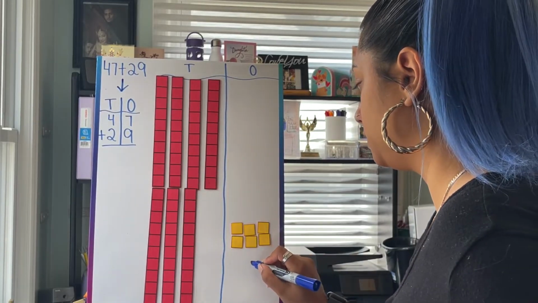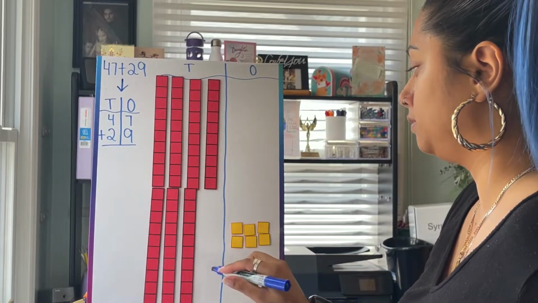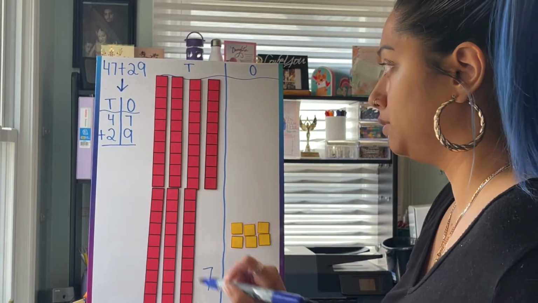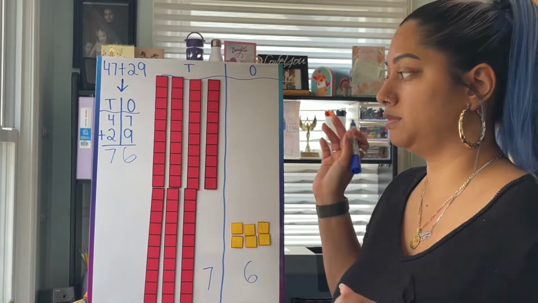Counting up my ones column, I have 6. And counting up my tens column, I have 7. So my answer is 76.